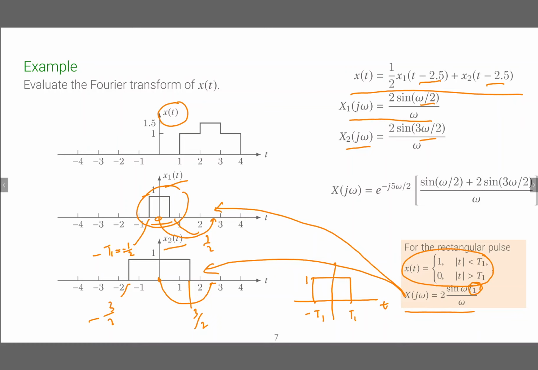Okay, and these two signals are there, but then you have to apply the time delay of 2.5 seconds. So e to the power of minus j 5 omega divided by 2. So this completes the example.